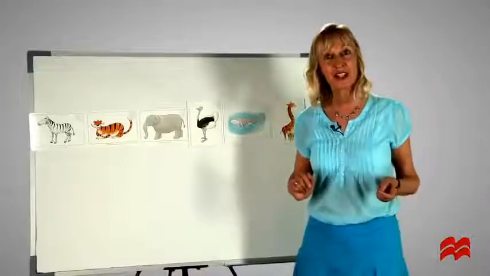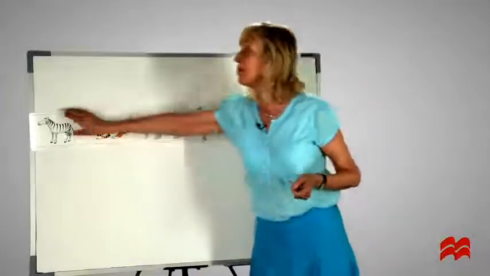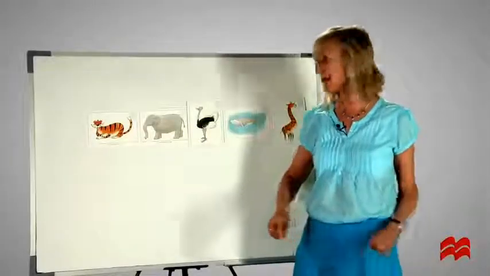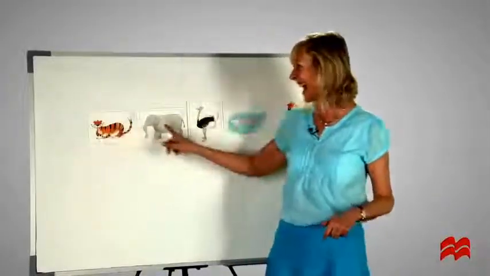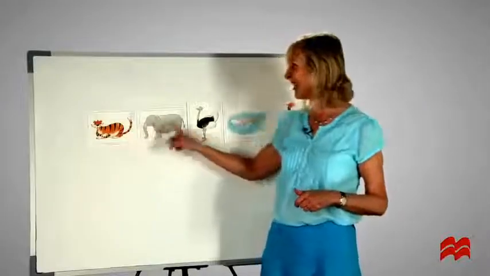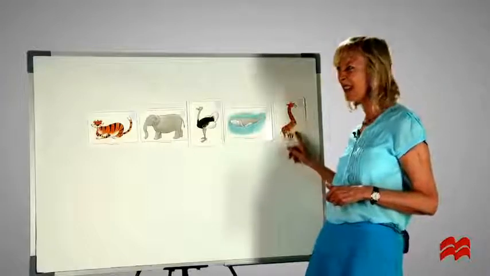When you think the children are doing this confidently, remove the first flashcard and continue in the same way. Zebra, tiger, elephant, ostrich, whale, giraffe.